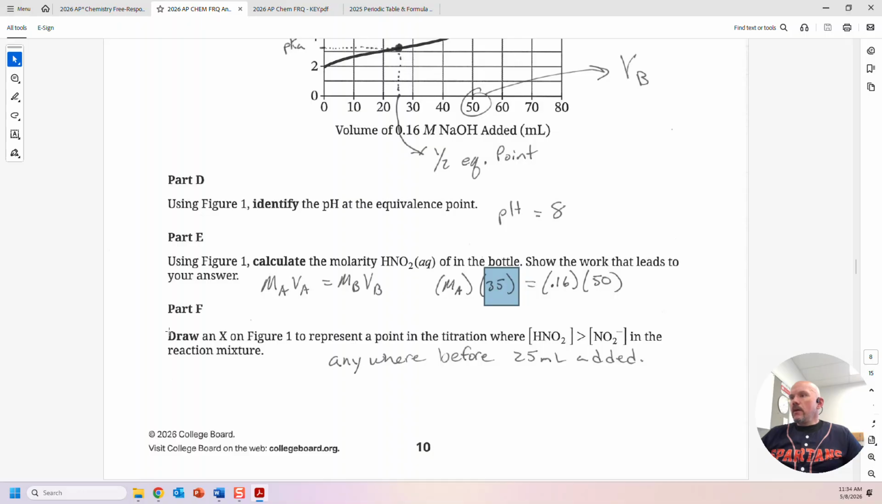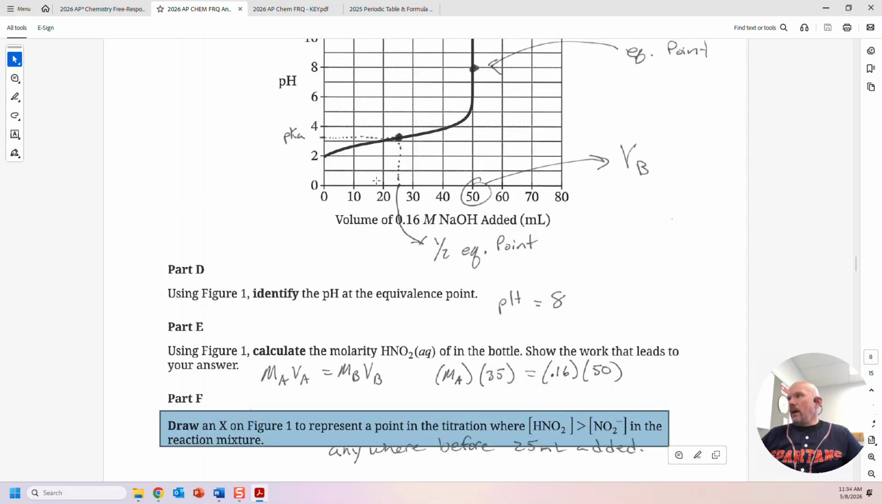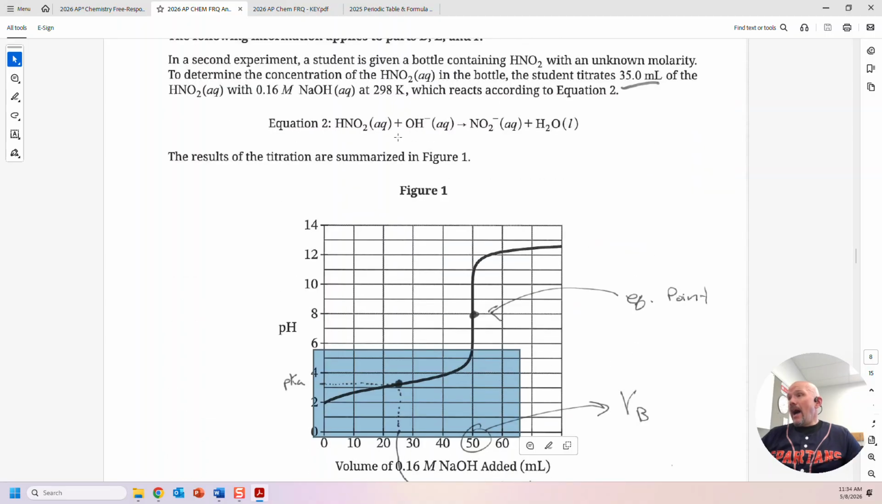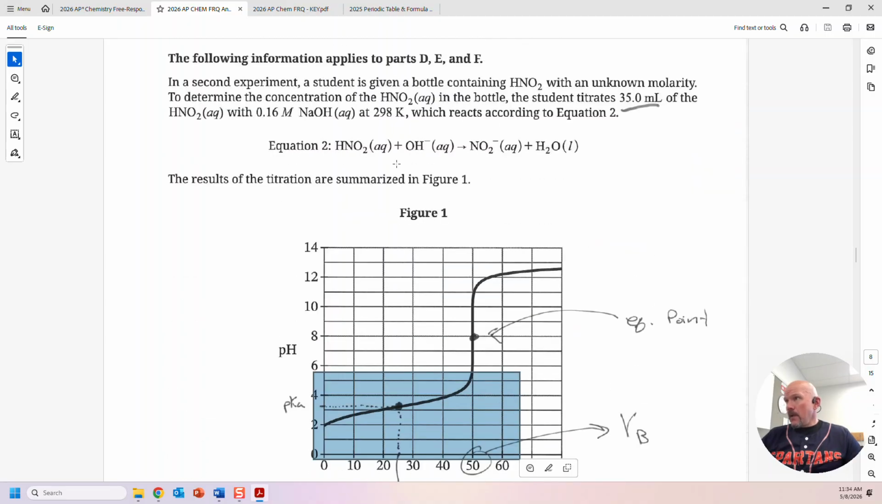And then this one, it's kind of like understanding that this region of your graph is the buffer region, but the midpoint of the buffer region is when pH equals pKa. But what does that really mean in terms of the Henderson-Hasselbalch? It means at the half equivalence point, moles of this equal moles of that in the flask at that time, okay?